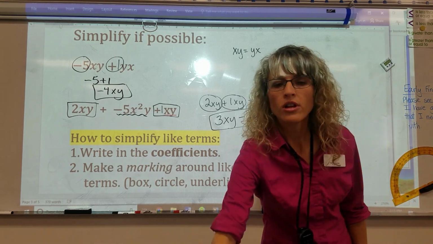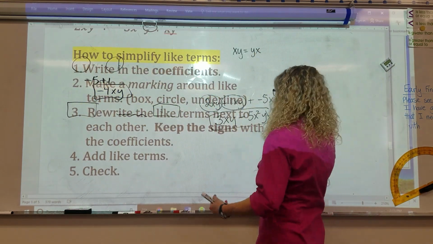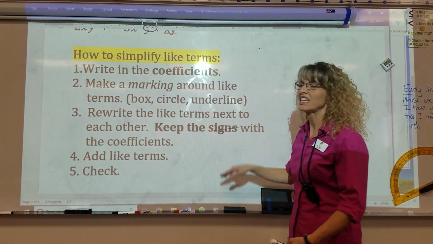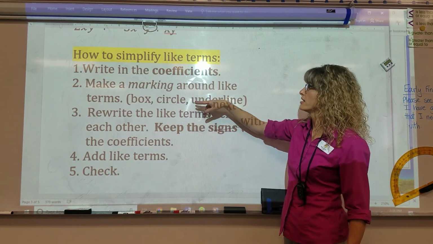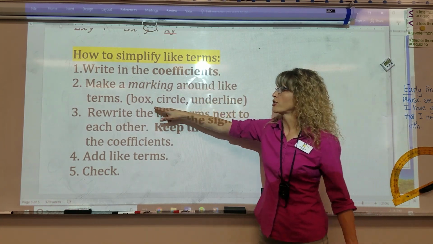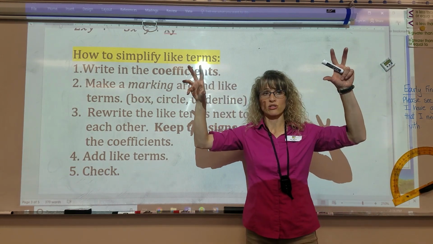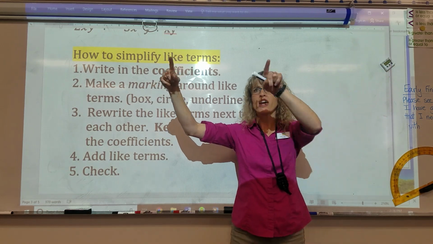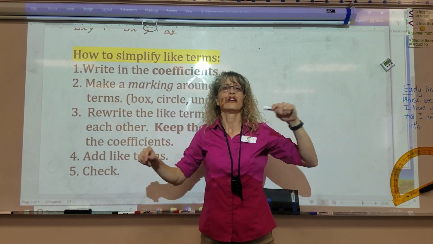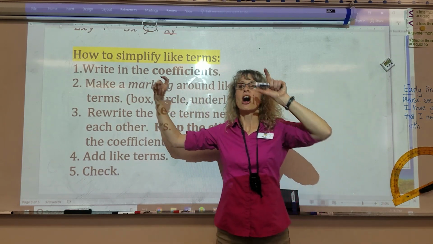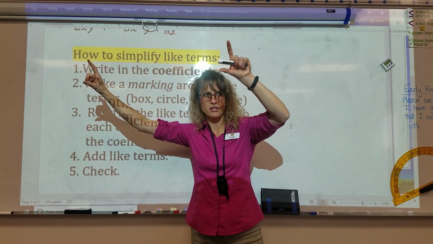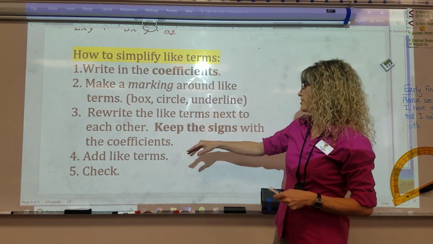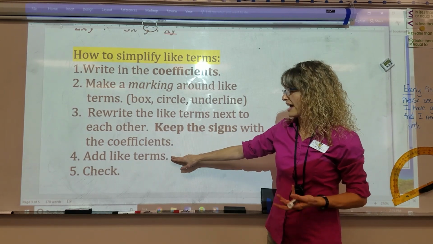Okay, your general guidelines for simplifying or combining like terms are: write in the coefficients, so leave 1 if it's not there, or the -1 if it's not there. Circle some type of marking. You can do a box or circle for the ones that match. Last class, people were like, oh, that's alike and that's alike. Circle, circle. No. Circle these because they're alike. Box those because they're alike. Make sense? So you can see which ones go together. Then rewrite it so they're next to each other. Keep the signs with the coefficients. Add them and check your answers.